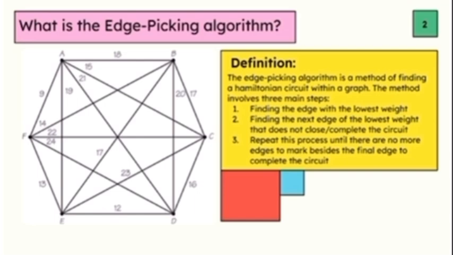In this example graph, you can see all the weights between the different points labeled A through F. Using this algorithm, we would begin by selecting the smallest number, which is 9, and then continue from there, always picking the smallest number so we don't break the rules.